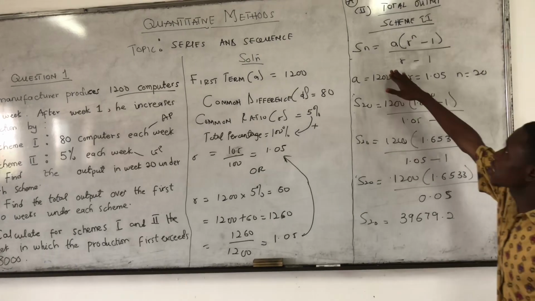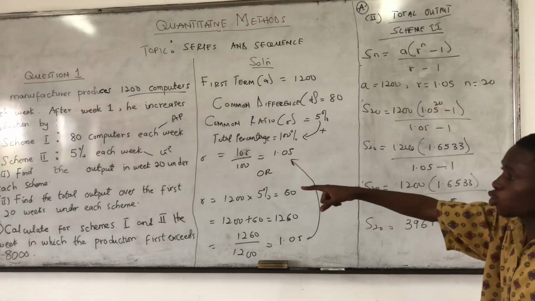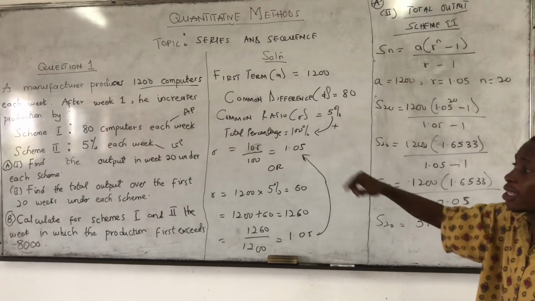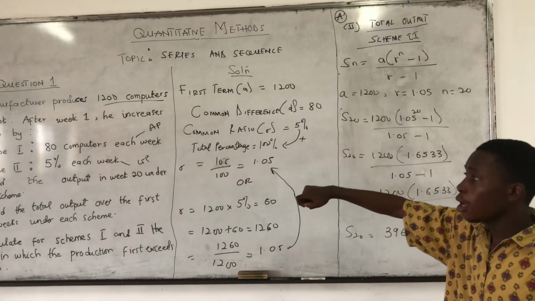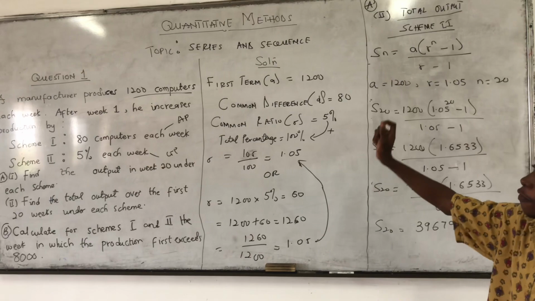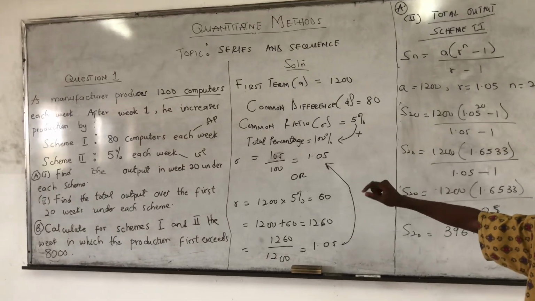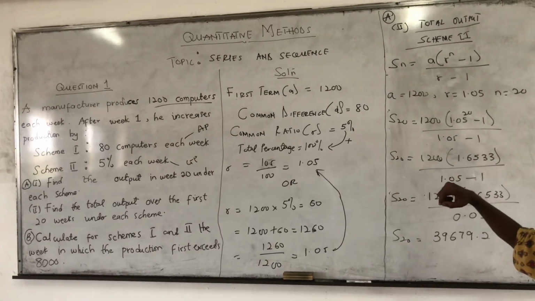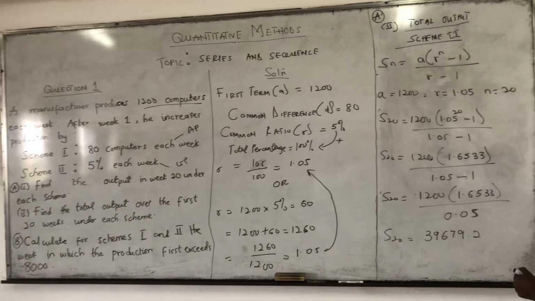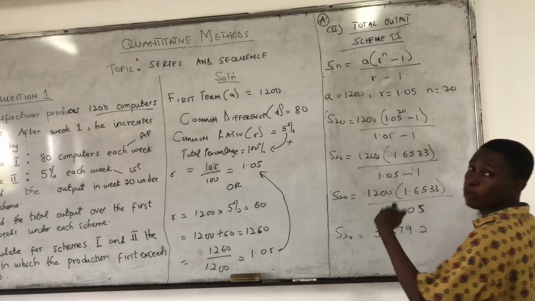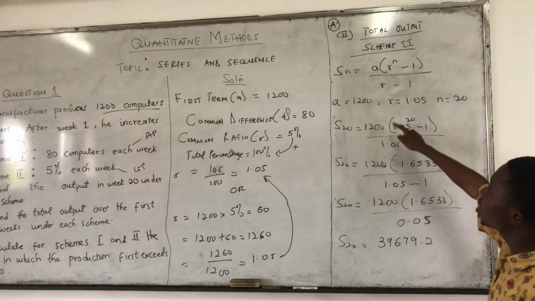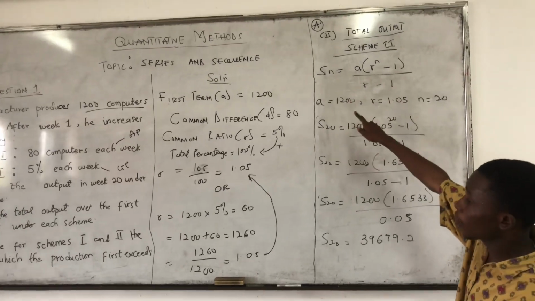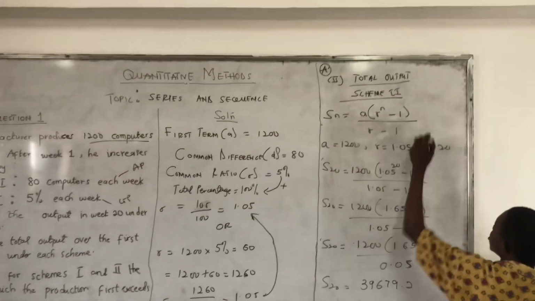Why are we using this formula? We are using this formula because with scheme 2 it was given to us in what? Percentage. Since it was given to us in percentage, we are definitely going to get what? A ratio. And in which of the formulas do we use the word ratio? We use ratio for what? Geometric what? Progression. And we use common difference for arithmetic what? Progression. That's the main reason when we were solving scheme 2, we used the total output formula for geometric progression.